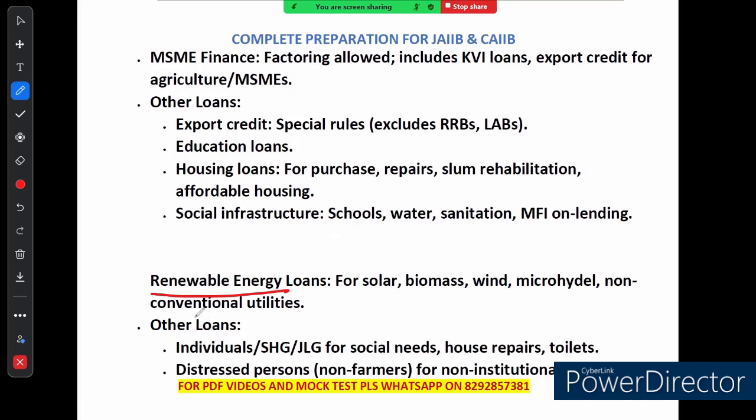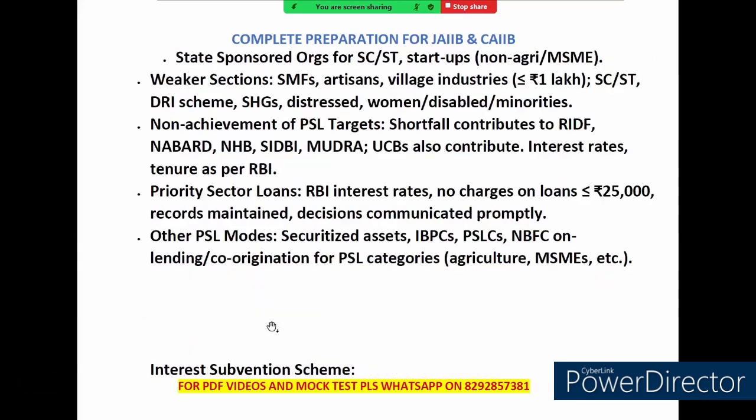If you talk about the other kind of loan, you can include the social loan. So loan to individual or group for basic need like house repair or toilet, right? You can see it here. Now, so that's a quick summary of priority sector loan.